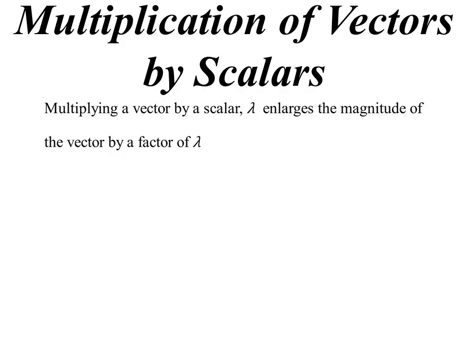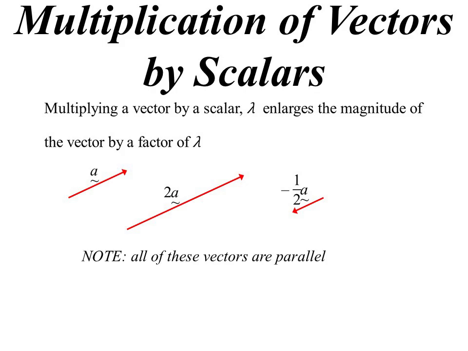It just multiplies it. So if there's vector A, well that would be vector 2A. They're going in the same direction, they're parallel. It's just one's twice as long as the other. That would be minus a half A. It's half as long as the first one, but it's going in the other direction. And they're all, of course, parallel.